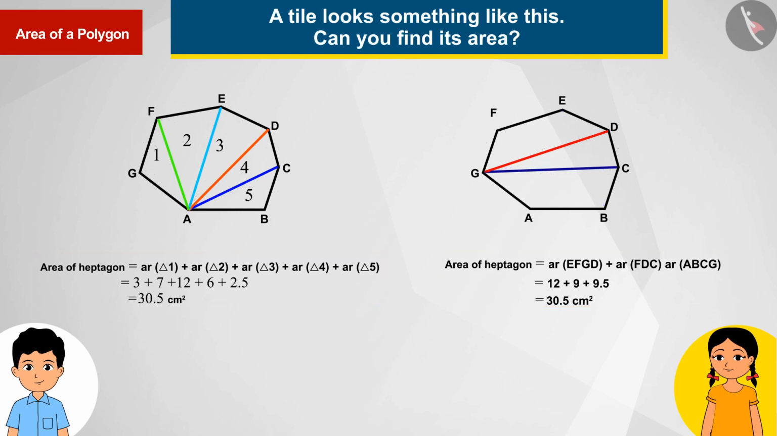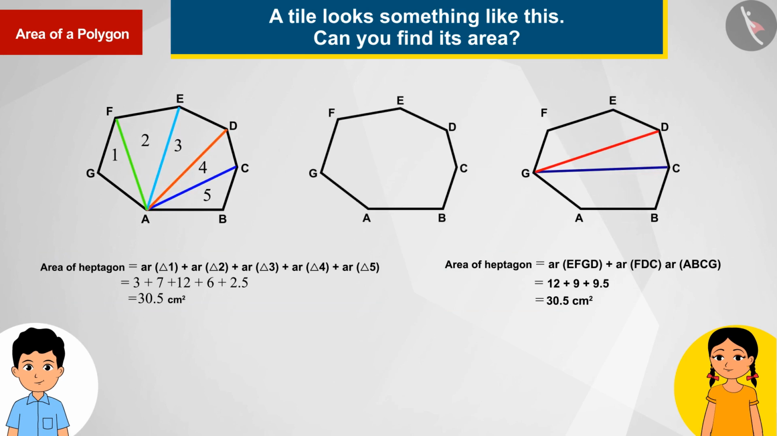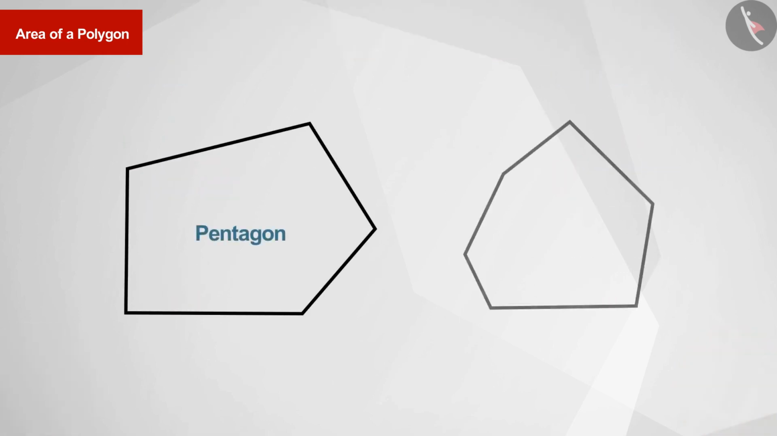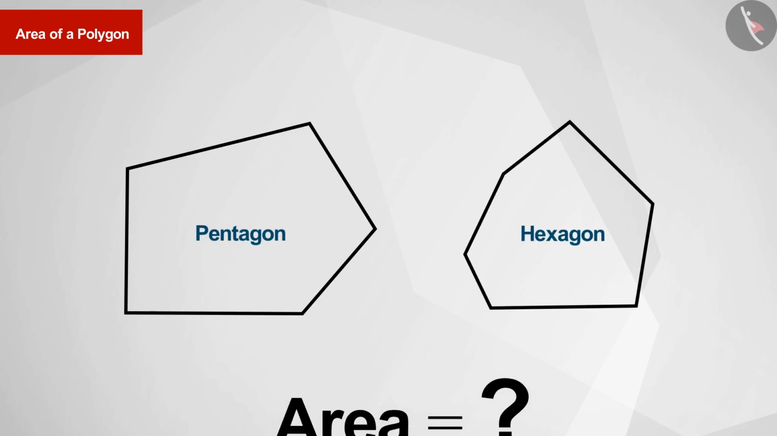Thus, by dividing the polygon into its parts, whose formula for the area is known, one can get the area of the entire polygon. Here we discussed 2 situations, and the area of the polygon will be equal in both cases. Similarly, can you find the area of a pentagon or hexagon? Think.